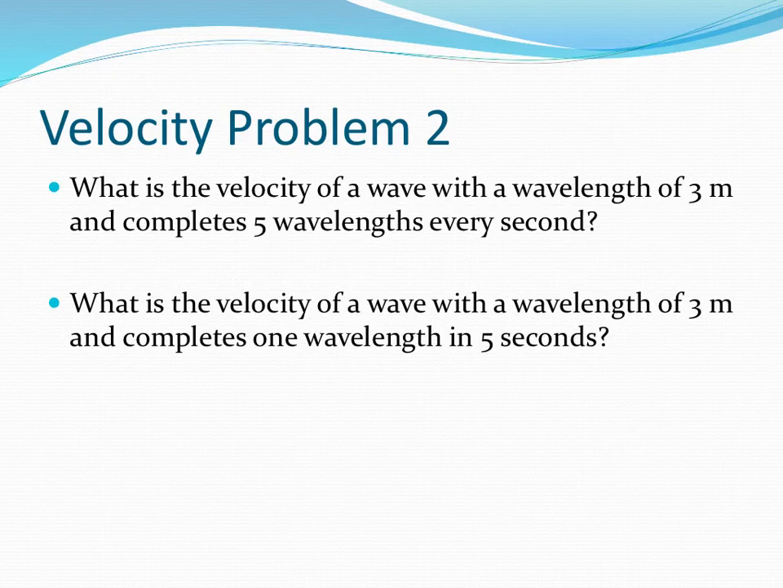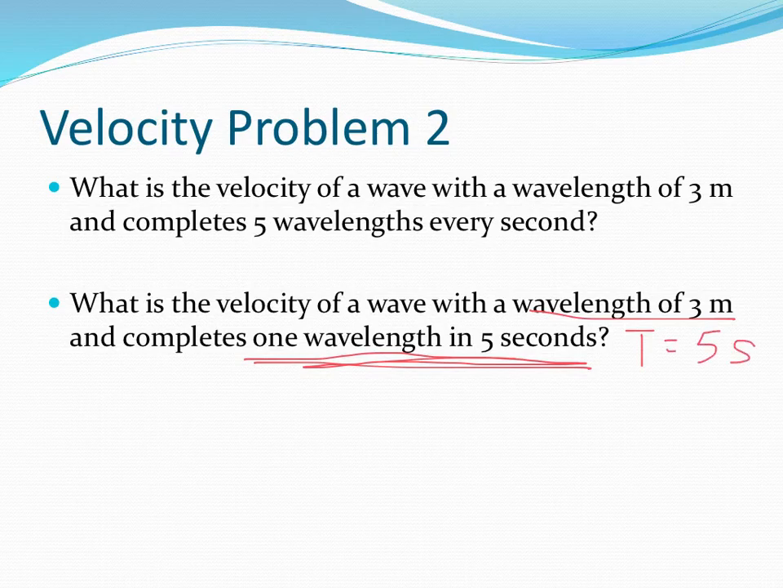Another very similar problem says, what is the velocity of a wave with a wavelength of 3 meters, and it completes 1 wavelength in 5 seconds? So this is communicating how long 1 wavelength takes, so that's your period. Your period is 5 seconds. A couple things you can do here. You can use velocity equals wavelength over period, or you can flip this into 1 over 5, which equals 0.2 hertz. Either way works.